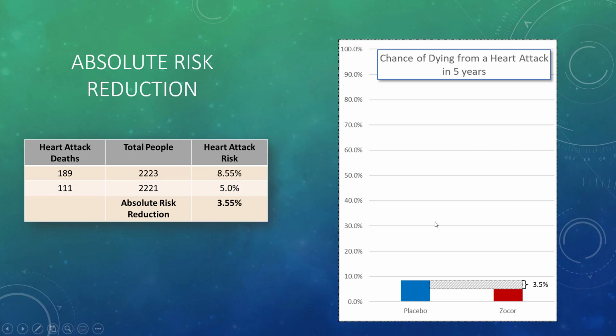And then what they did is they did it in 5 years. So they must have done a 5-year study on this. And we can see by the graph, they've graphed the risk percent, the risk of heart attack, on the graph, showing the 3.5% reduction of risk by taking Zocor.